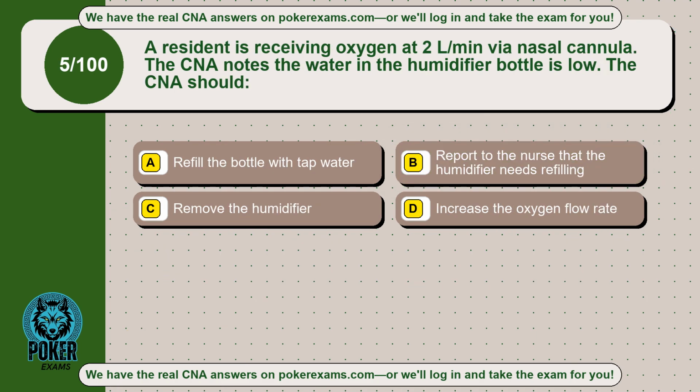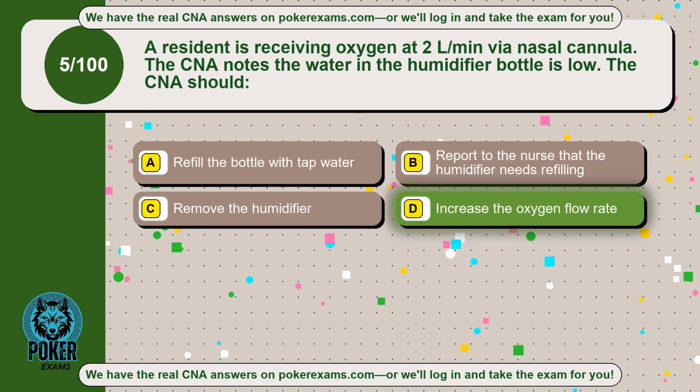Question 5. A resident is receiving oxygen at 2 L/min by a nasal cannula. The CNA notes the water in the humidifier bottle is low. The CNA should: Option A. Refill the bottle with tap water. Option B. Report to the nurse that the humidifier needs refilling. Option C. Remove the humidifier. Option D. Increase the oxygen flow rate.